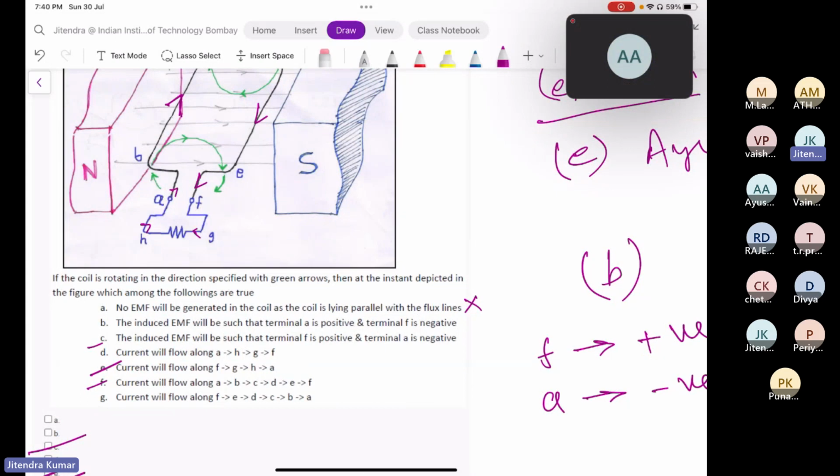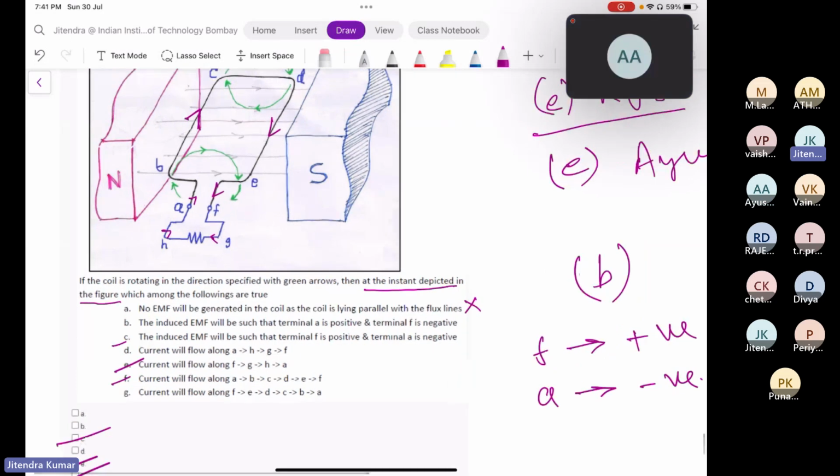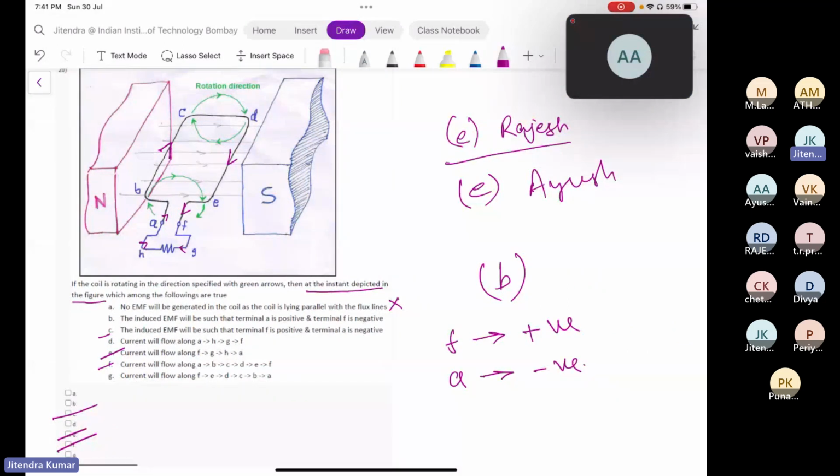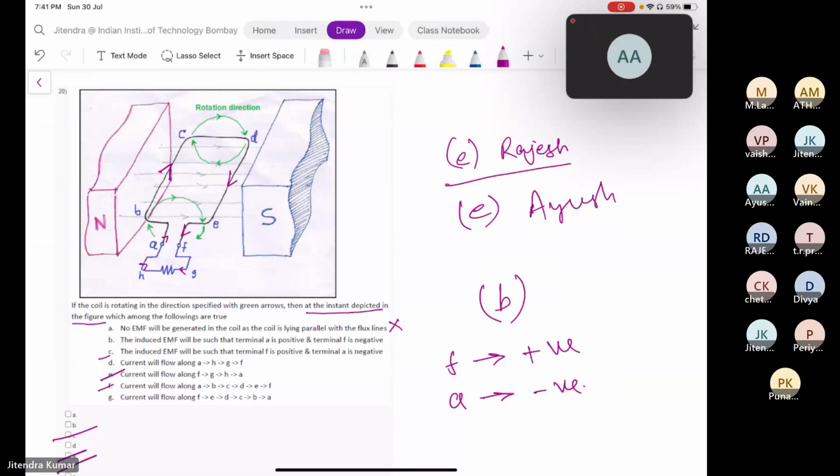But you read this question and you read this word: at the instant depicted in the figure. Which among the following are true? Okay, sir, that means we have to choose the answer at this condition. At this instant only, according to the question. Such type of mistakes generally cost you negative marks in good exams. So be careful. Okay, sir, this is the style of IIT. Whatever they frame, they frame in such a manner that people generally fall for their questions. So do not fall. Even if you know the concept, you do not fall for their traps.